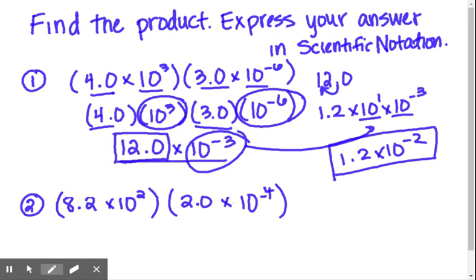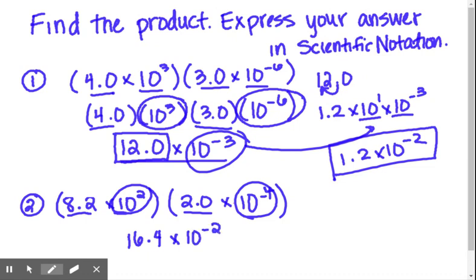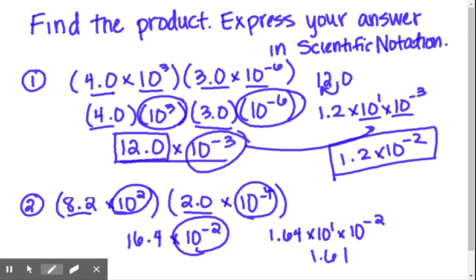Okay, so we can do the same thing for example 2, but we'll skip some steps. So we know we're going to multiply these two numbers first, and we'll get 16.4. We'll multiply these by adding their exponents and get times 10 to the negative second. And now let's do some adjustment. So this would be 1.64 times 10 to the first, and then remember to bring this over as well, times 10 to the negative second, which means we get 1.64 times 10 to the negative first, and you're done.